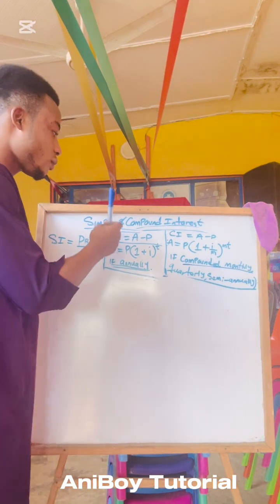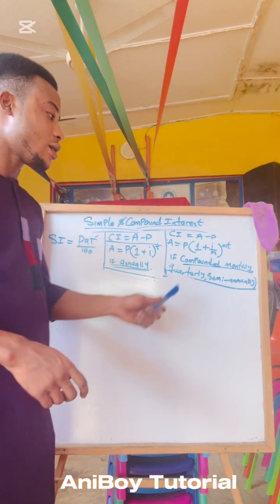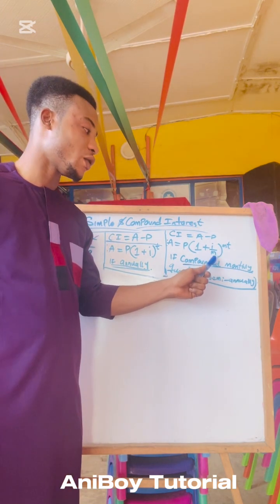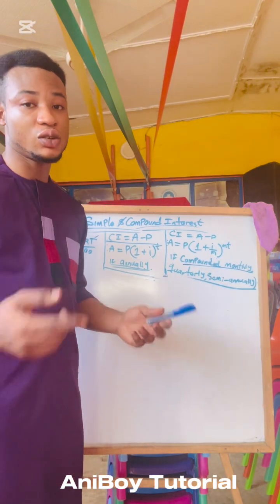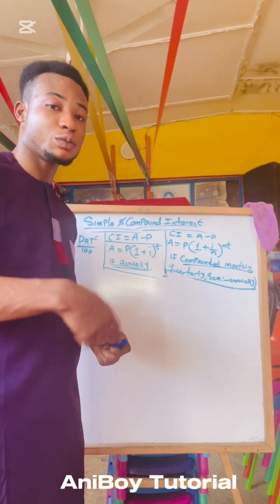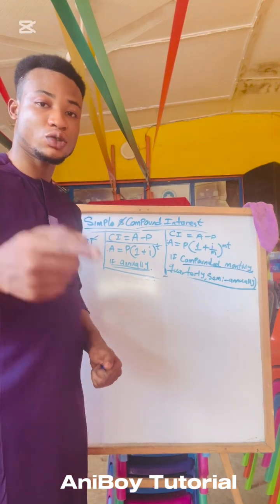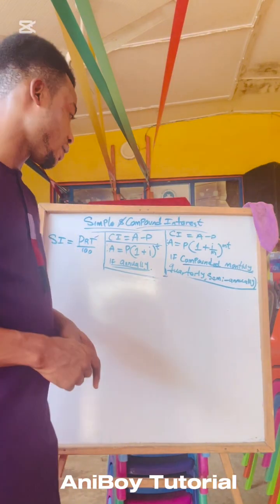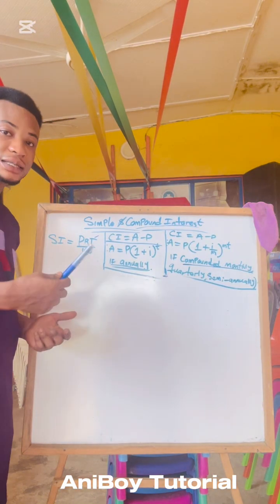Alright, so if it is annually, we are going to use this formula, and if it is compounded monthly, quarterly, and semi-annual, we are going to use this formula. And if it is the third one, which is if compounded continuously, we are going to be making use of exponential. But we are not going to be doing that in this video due to the duration I'm trying to work with. Alright, so we are going to start with simple interest, and we are going to start with an example.